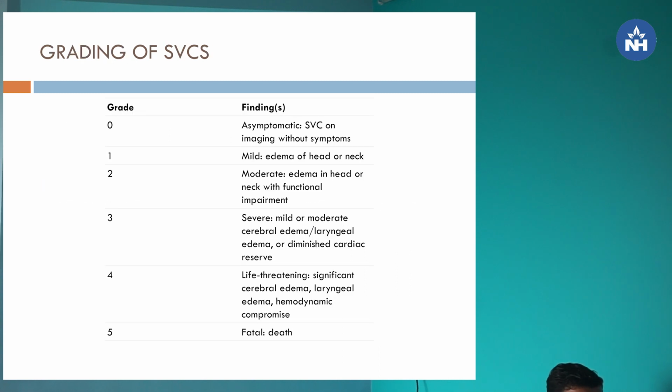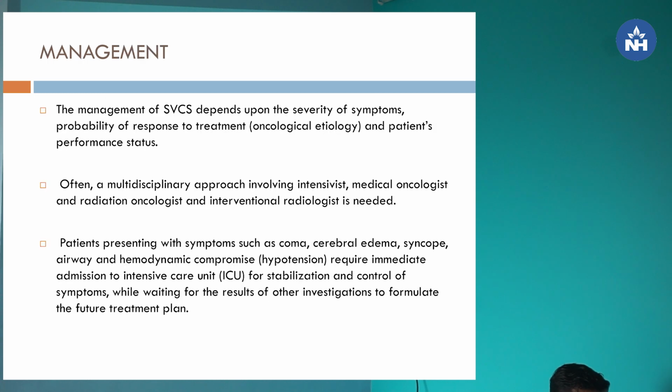This is the grading of the superior vena cava syndrome. Grade 0 is asymptomatic, SVC on imaging without symptoms. Grade 1 is mild, edema of the head and the neck. Grade 2 is moderate, edema in the head and neck with functional impairment. Grade 3 is severe, that is mild or moderate cerebral edema or laryngeal edema or diminished cardiac reserve. Grade 4 is life threatening, significant cerebral edema, laryngeal edema, hemodynamic compromise, and grade 5 is fatal, death.